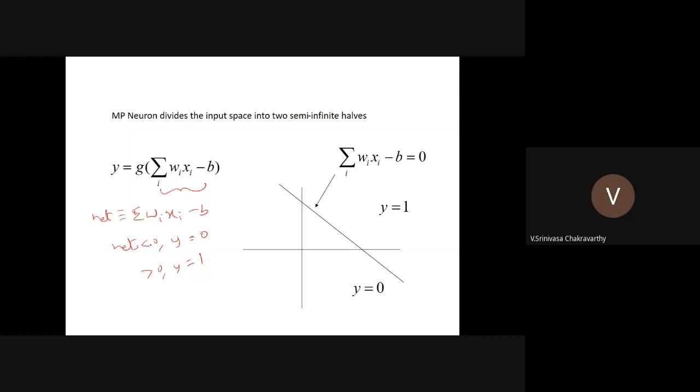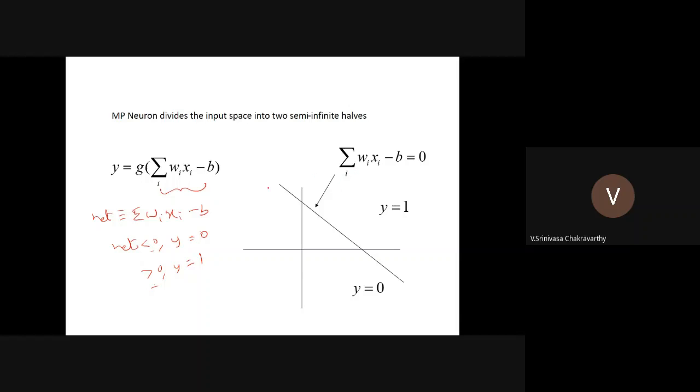When net is less than 0, there is a whole set of input space, a lot of vectors x, for which net is less than 0, and for a lot of vectors x, net is greater than 0. So what is the shape of these two regions, the set of all points for which this is true and the set of all points where this is true? What do these sets look like, and what is their boundary? At what point do you go from this region to this region?